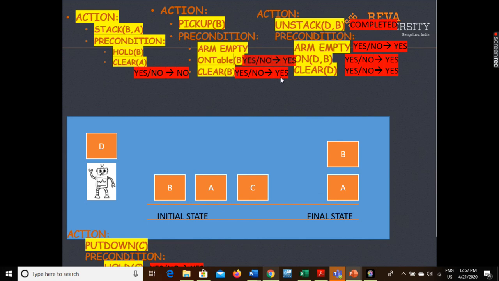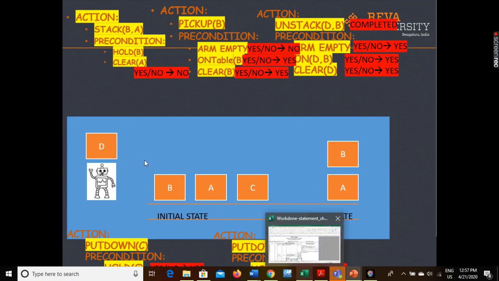Fine. Now check if B is on the table. Yes, it's on the table. But is the arm empty? No. The arm of the robot is holding D. So I need to put down this D and then I can pick up B. In order to put down D, I need to check whether this condition is true. Is the robot arm holding D in this scenario? Yes, it is holding D.